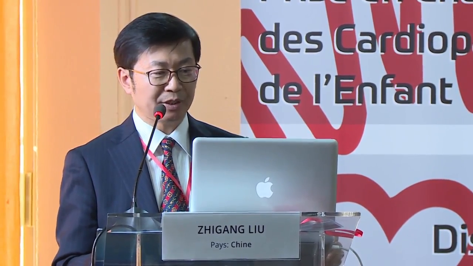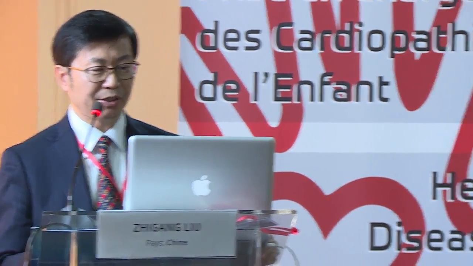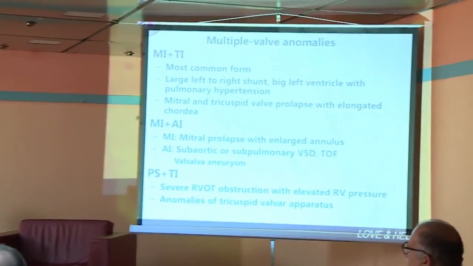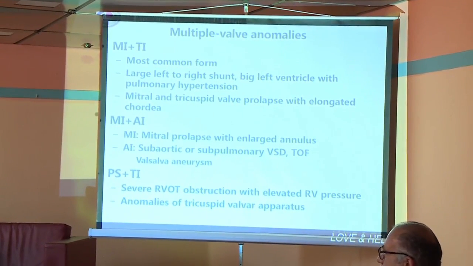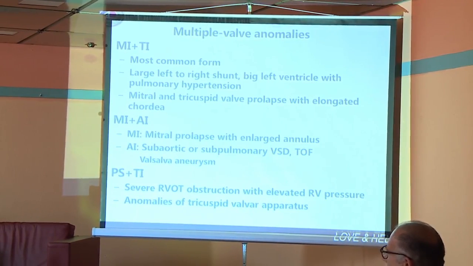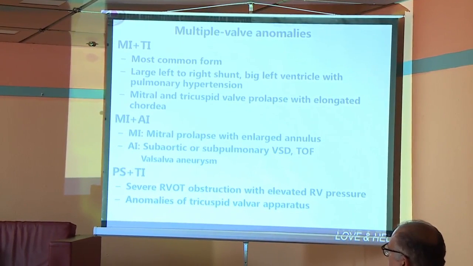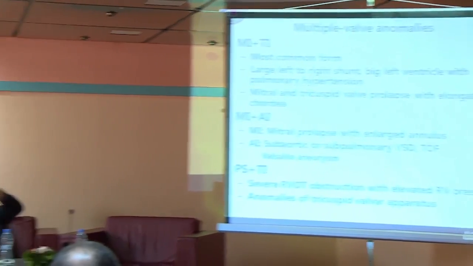In terms of multiple valve anomalies, the most common combination of multiple valve insufficiency in children is mitral valve insufficiency and tricuspid valve regurgitation. Another common combination is mitral valve insufficiency and aortic valve regurgitation. And pulmonary stenosis and tricuspid insufficiency is the third most common combination of the multiple valve anomalies.